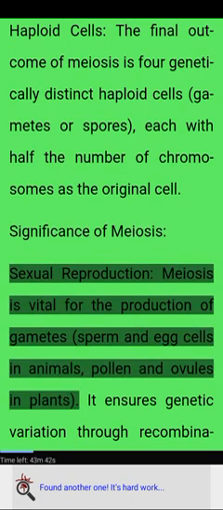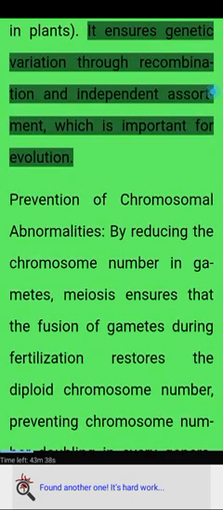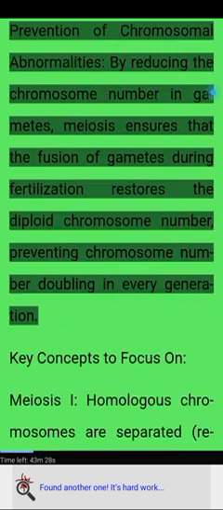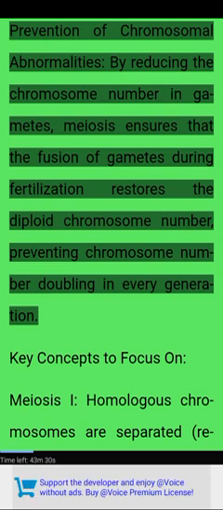Significance of meiosis. Sexual reproduction. Meiosis is vital for the production of gametes, sperm and egg cells in animals, pollen and ovules in plants. It ensures genetic variation through recombination and independent assortment, which is important for evolution. Prevention of chromosomal abnormalities. By reducing the chromosome number in gametes, meiosis ensures that the fusion of gametes during fertilization restores the diploid chromosome number, preventing chromosome number doubling in every generation.